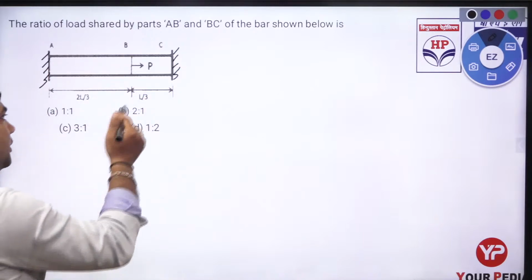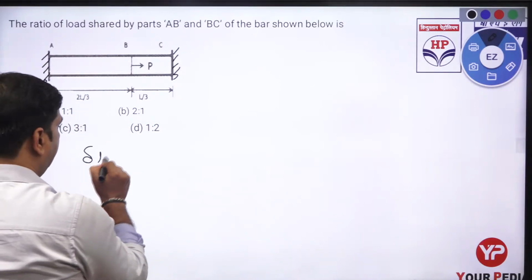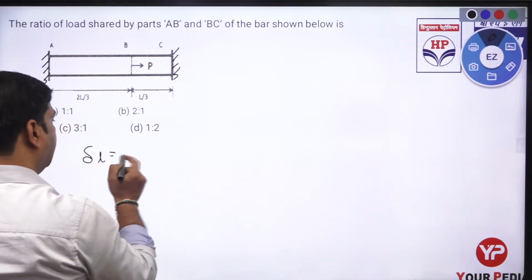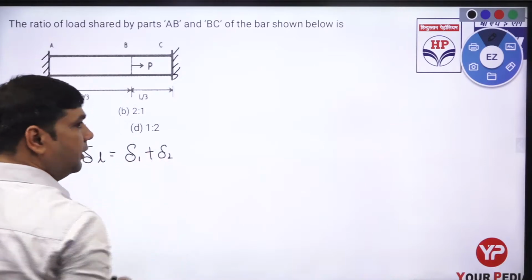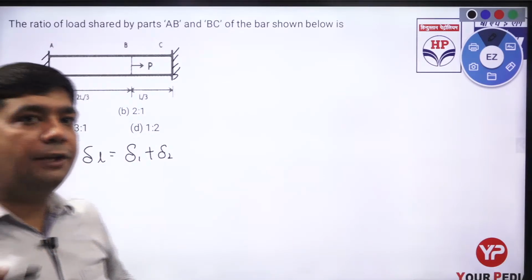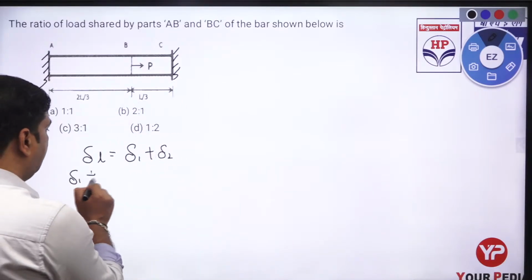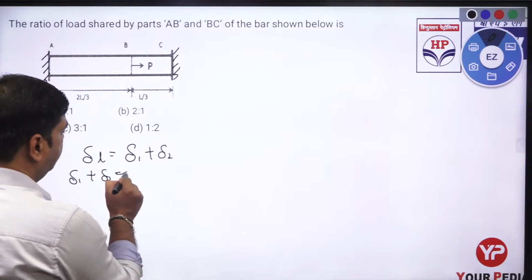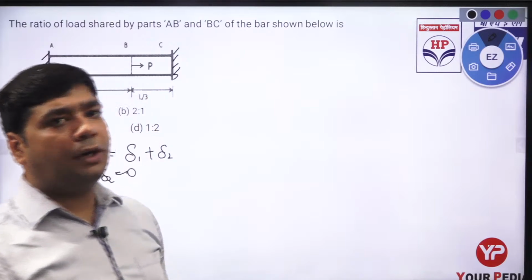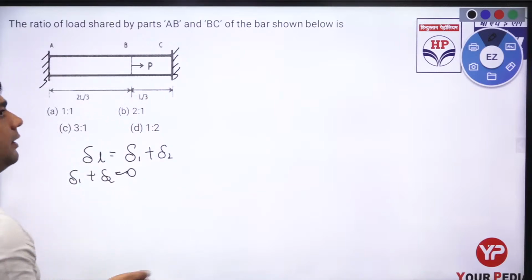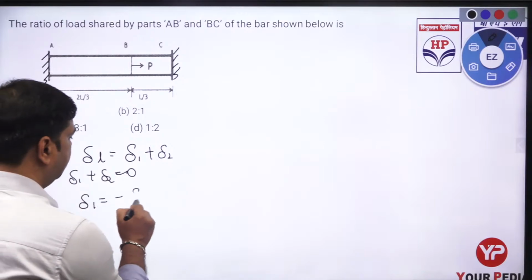As we know, the whole member is going to be fixed. So I know very well the total deformation is equal to the deformation at the first member plus the deformation at the second member. Since the member is fixed by the fixed supports, delta 1 plus delta 2 equals 0. This is also known as the compatibility equation, which we apply in the case of a statically indeterminate member. So from here we can write delta 1 equals minus delta 2.